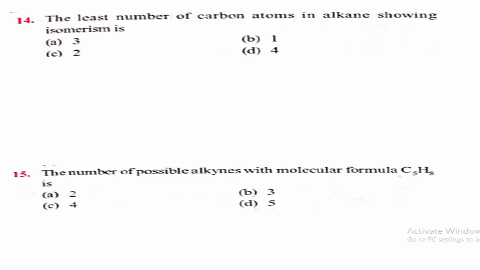Remember one thing students, in presence of alkanes, the minimum number of carbon atoms to show isomerism, as if, observe here, if the compound containing the chain like this. Yes, here this one is the first carbon atom and this one is the second carbon atom. Okay, observe carefully the question. The least number of carbon atoms in alkane showing isomerism.